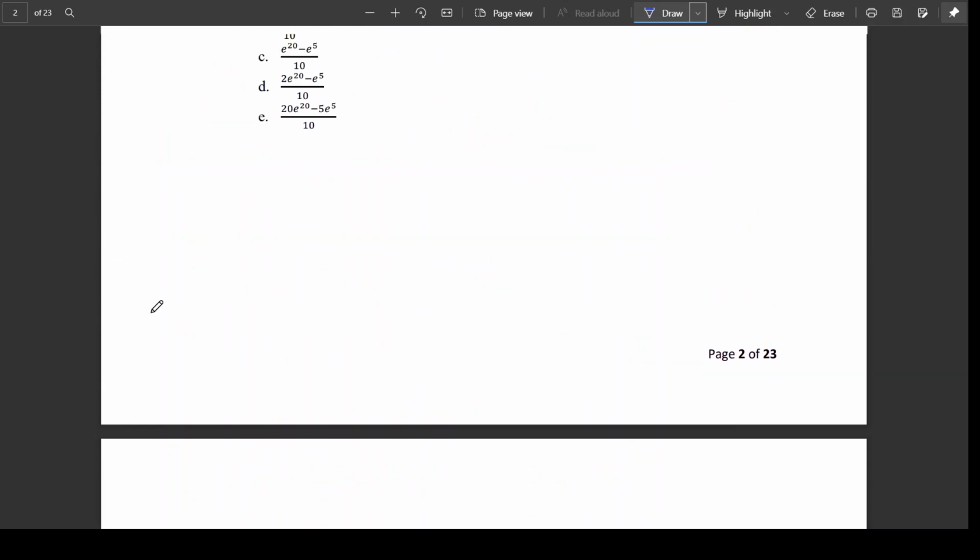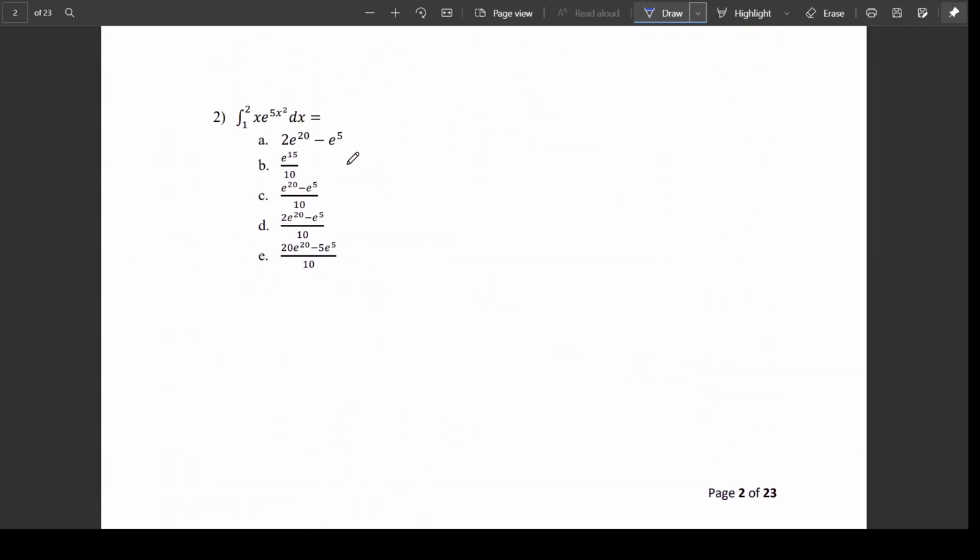Okay? Let's go to question 2 now. I scrolled down a bit too fast here. And as you can see, it's just a very simple integral. There's no tricks about it. And as you can see here, we have an x squared term as the exponent for the e, and we just have an x here.